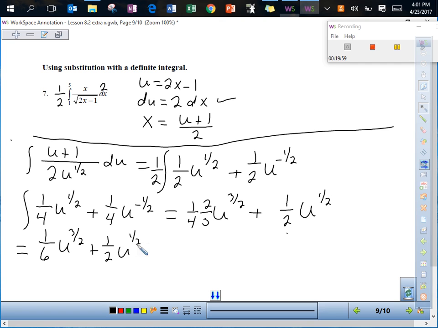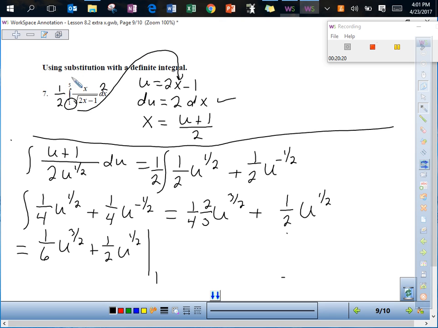Now instead of subbing in 2x minus 1 in place of my u, what I'm going to do is change my boundaries. And here's how I'm going to do this. My new lower boundary, see this 1 right here? I'm going to plug it right there for x. 2 times 1 is 2, minus 1 happens to still be 1.